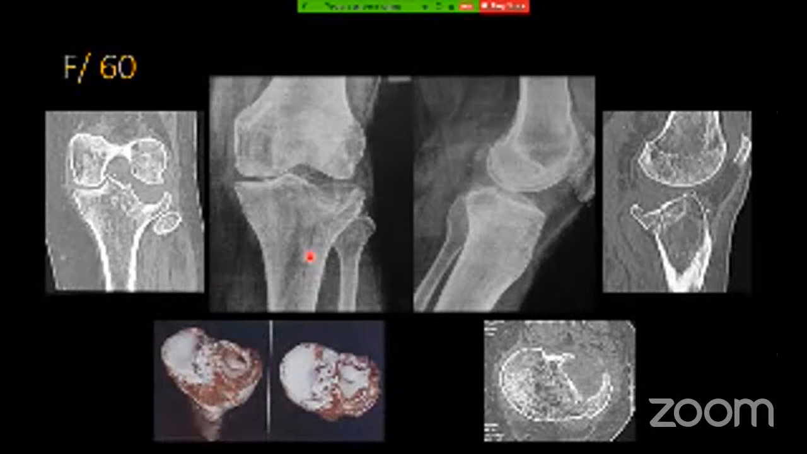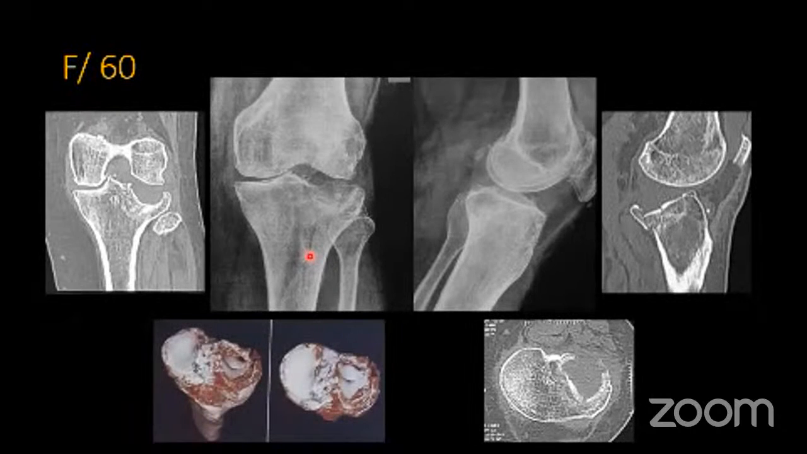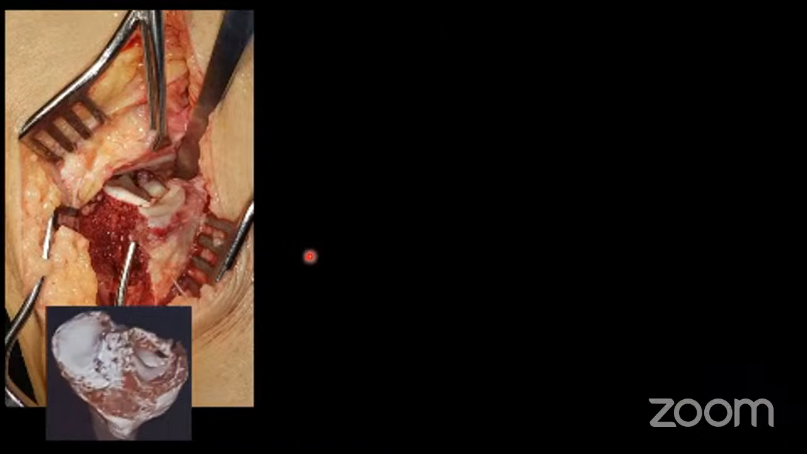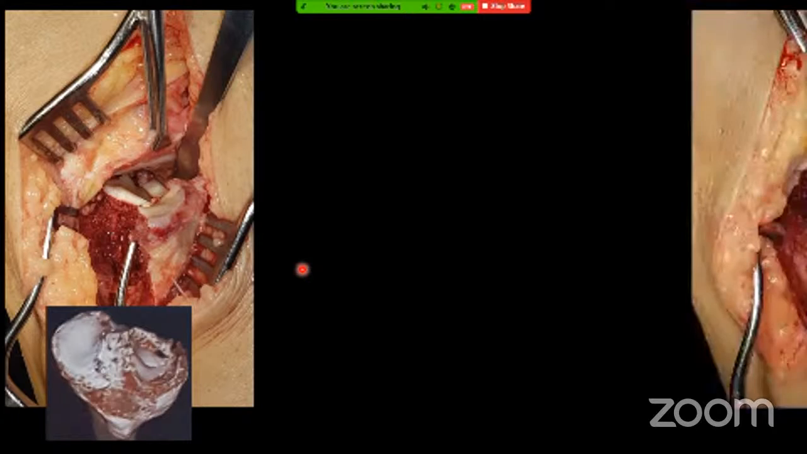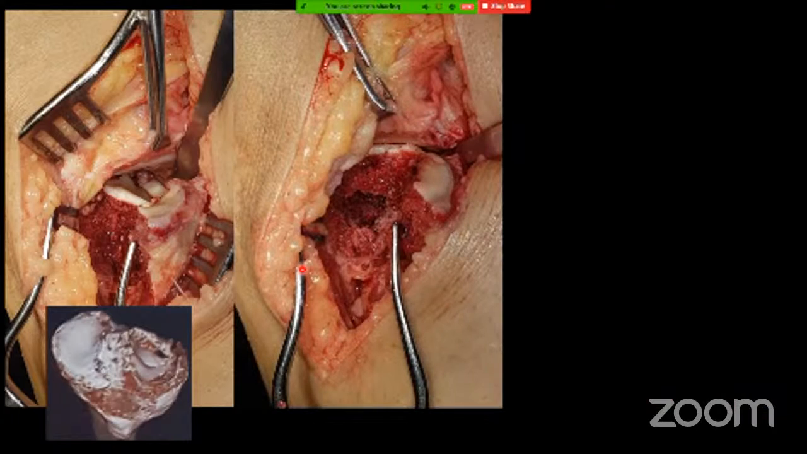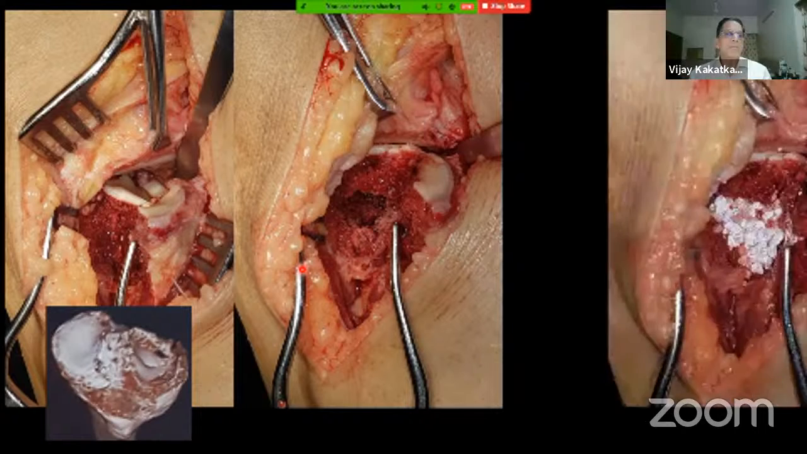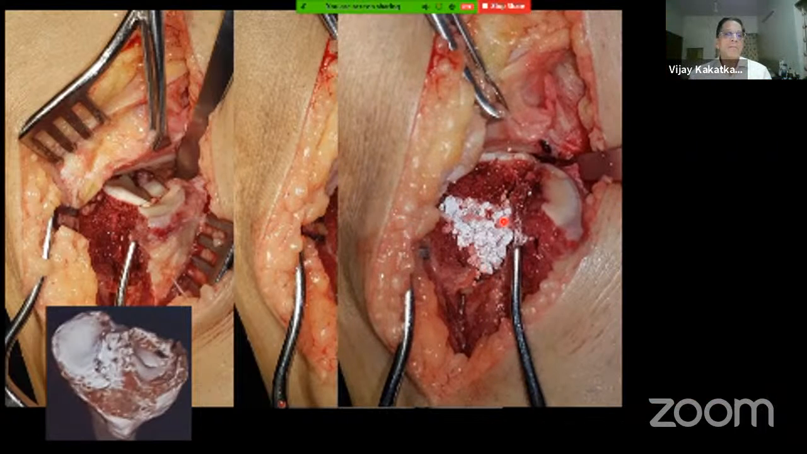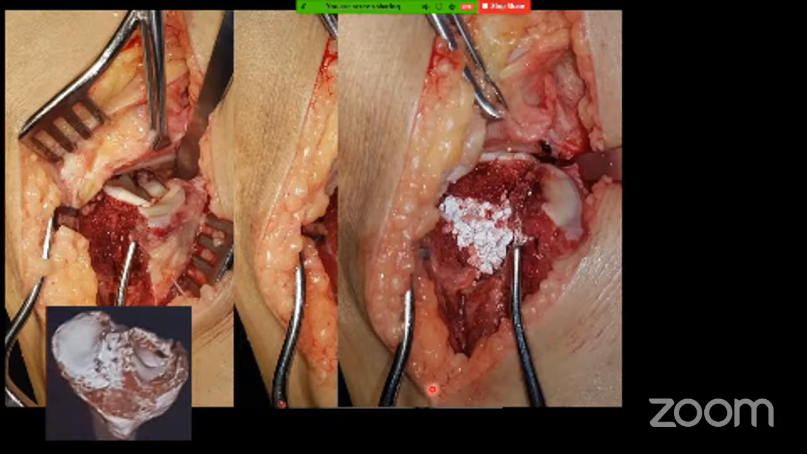There are some cases which I will be showing that were done by this approach. This is another osteoporotic posterolateral case. This is how the exposure we can see. This exposure to there, and then it is elevated under, and bone graft substitute.